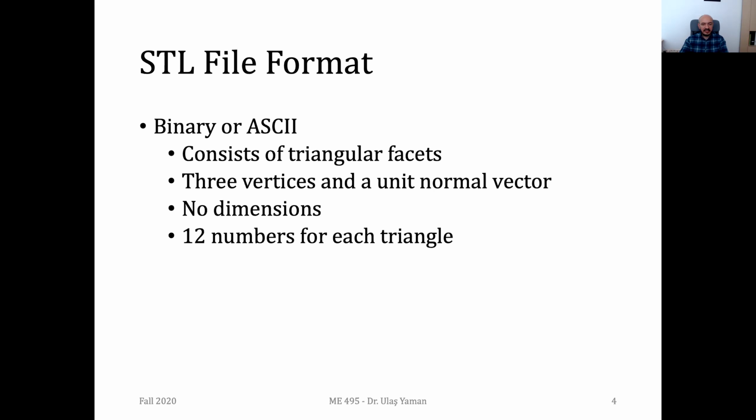And for each triangle, we need to have, as you know, 12 numbers. What are they? We need to represent 3 vertices and a unit vector. So we have 4 kinds of vectors. And in each vector or vertex, we need to have 3 coordinates. That's why if you multiply 4 by 3, we need to have 12 numbers for each triangle.